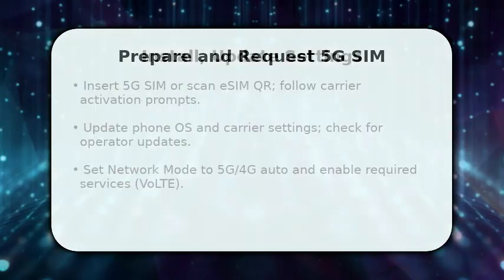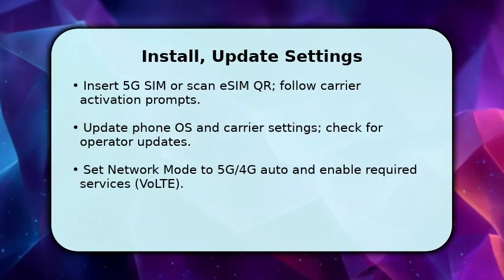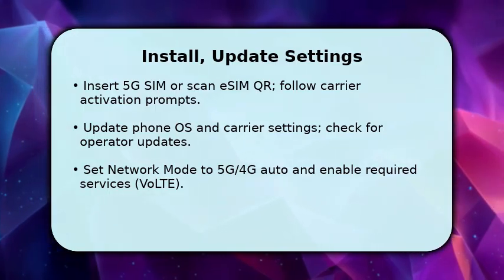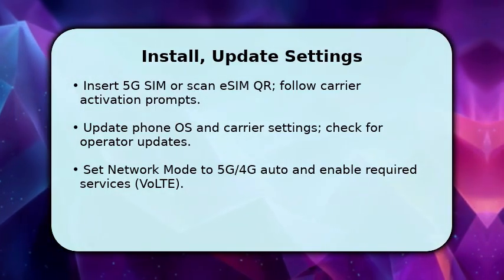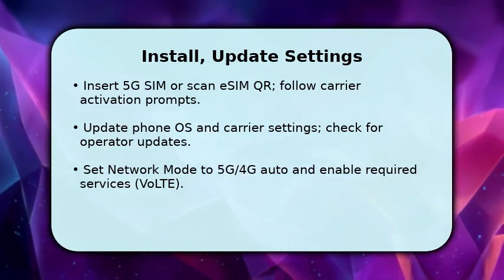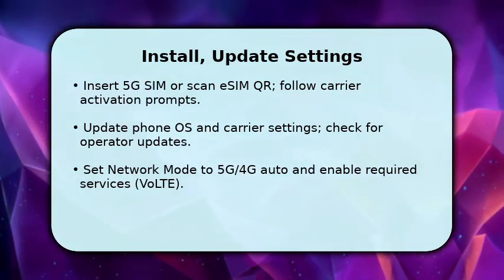Once your 5G SIM or eSIM is provisioned, install it and follow the on-screen activation steps. You may need to restart. Next, update your device OS and accept any carrier settings updates. These push critical APN and network profiles.